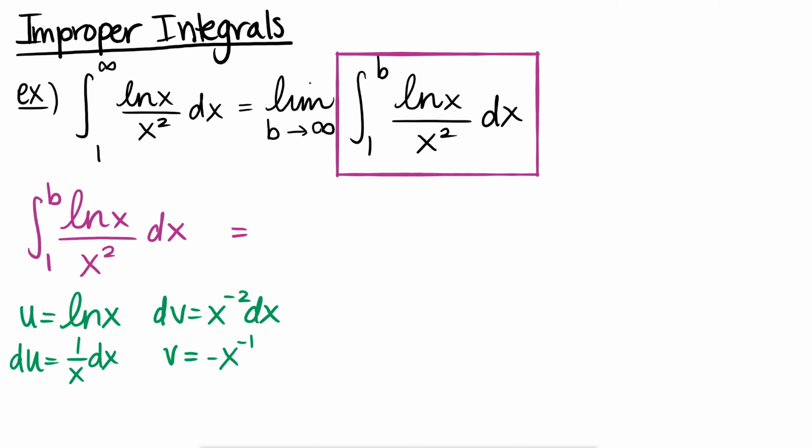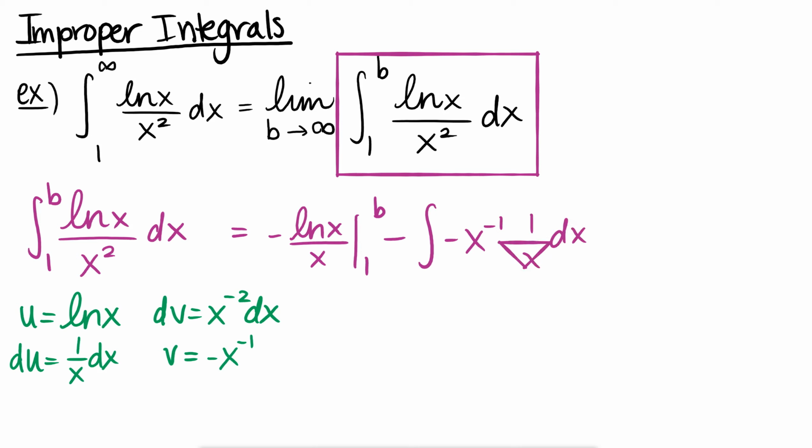So u v, so it's a negative natural log of x all over x, because that's x to the negative 1. This is evaluated from 1 to b, minus the integral of v du, so a negative x to the negative 1 times 1 over x dx.